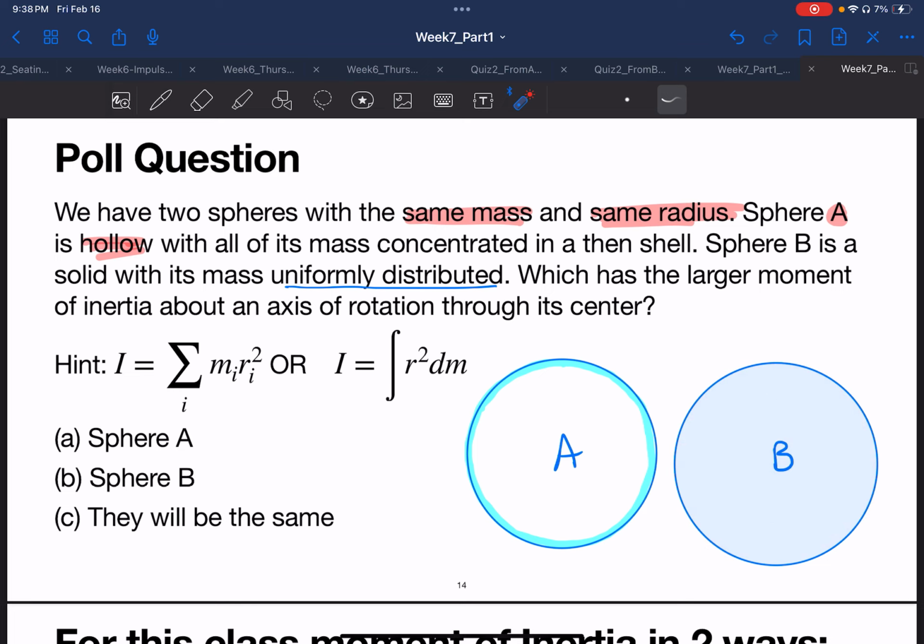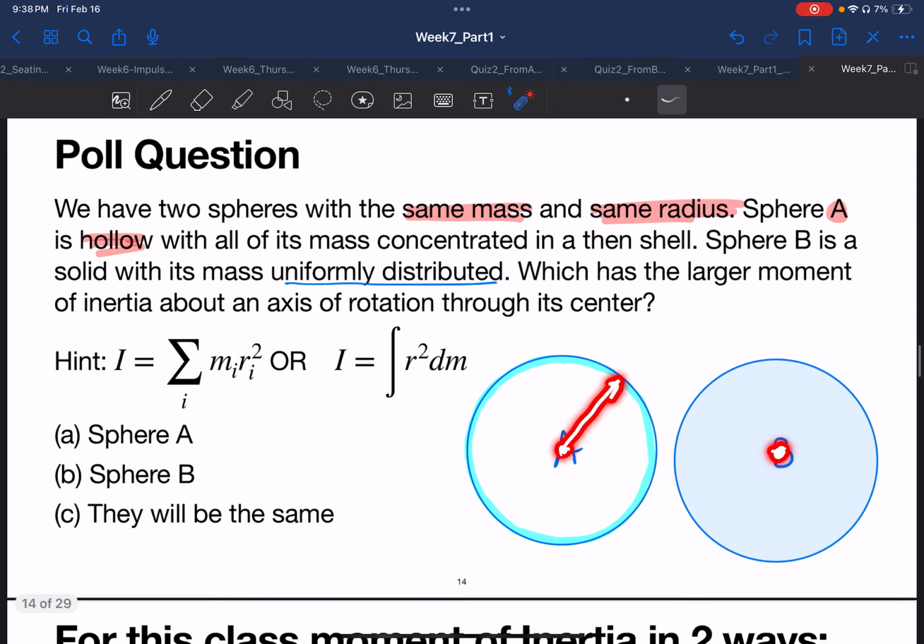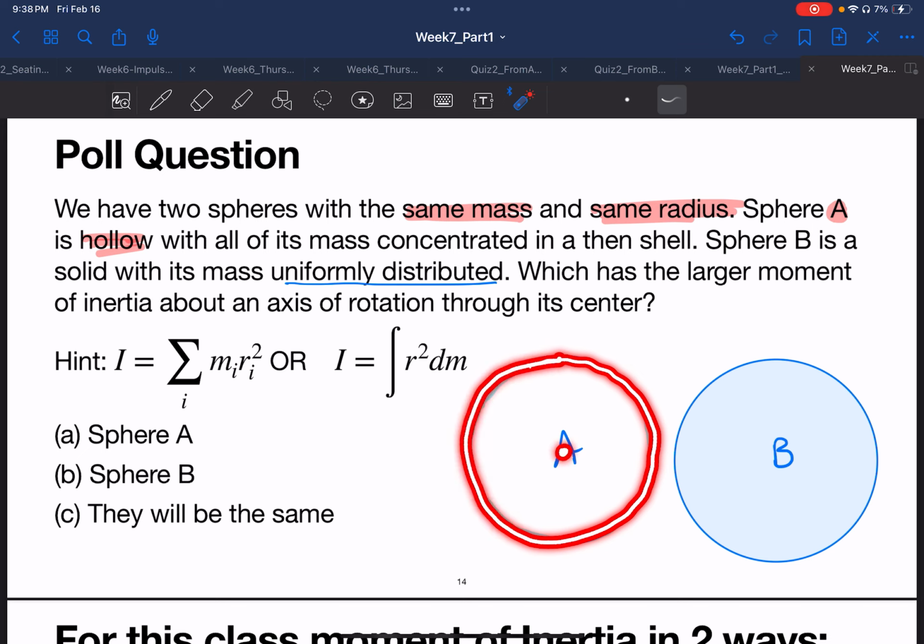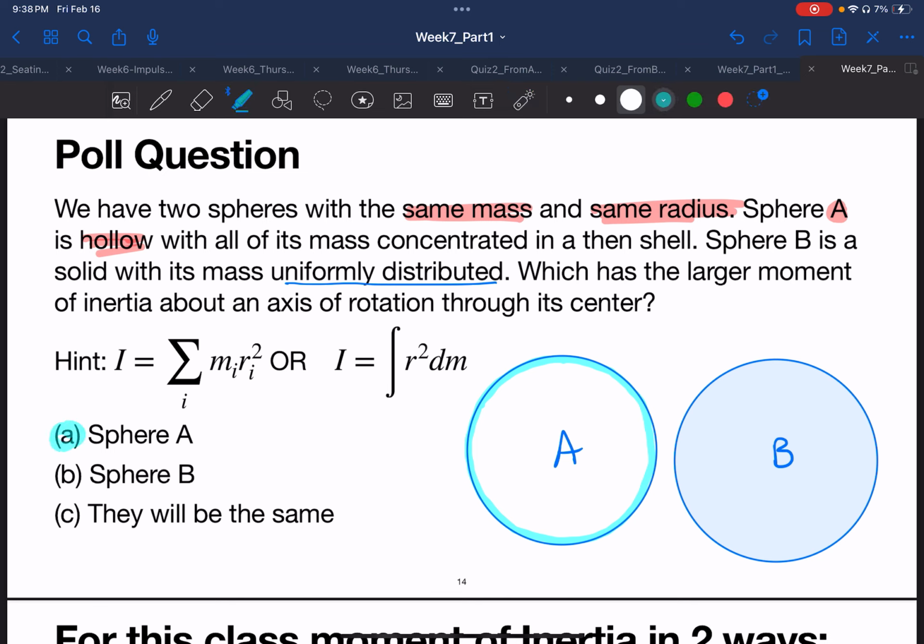So if we're finding the axis or the moment of inertia about the center of mass, which is directly in the middle of each of these, the r squared dm terms all have a capital R squared for sphere A, and for sphere B, some of them are going to be the full radius, and then the other terms are going to be some smaller radius as you sum up all the masses. So when more of the mass is concentrated further out from the axis of rotation, you have a larger moment of inertia. So in this case, sphere A would have a larger moment of inertia about the axis of rotation through the center.